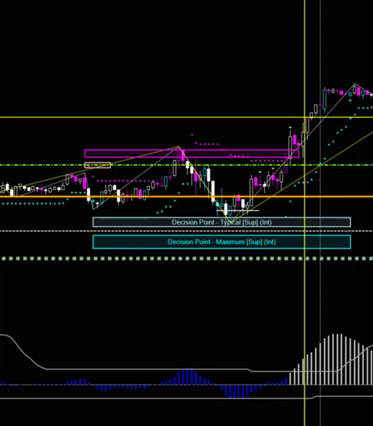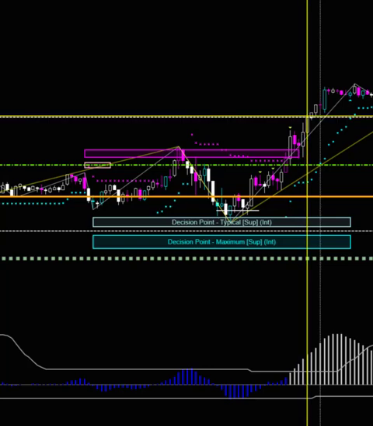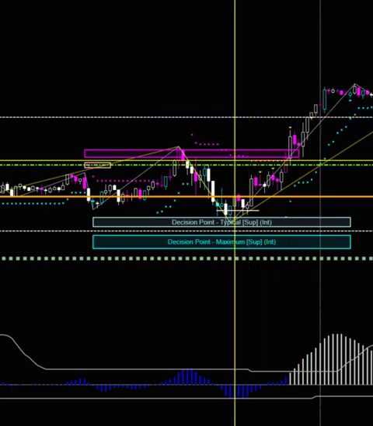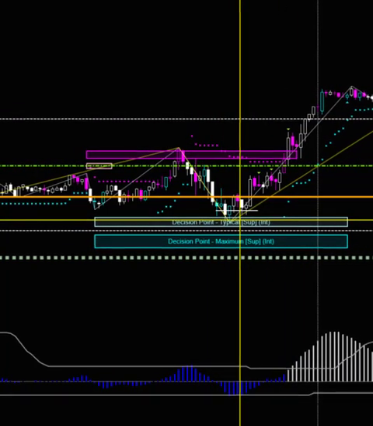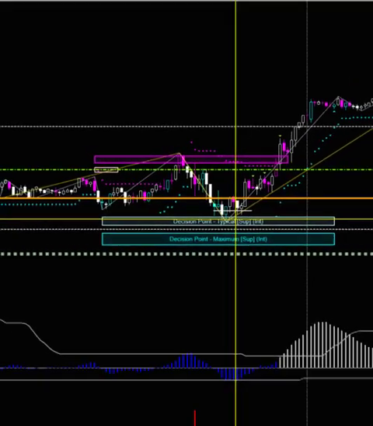Well, not that early, but that's a good one. Anyway, that's how you get into the trades, or where you get into the trades. That's how you use the software.